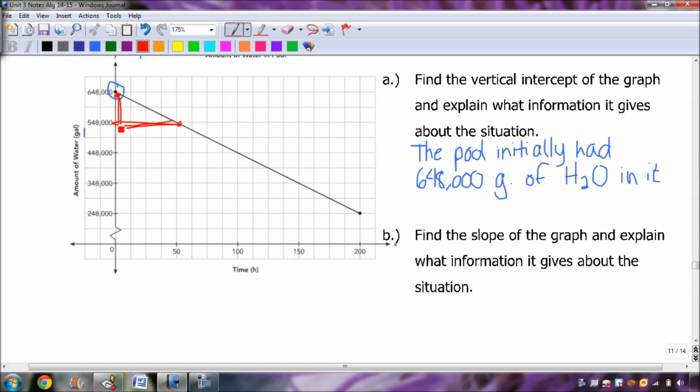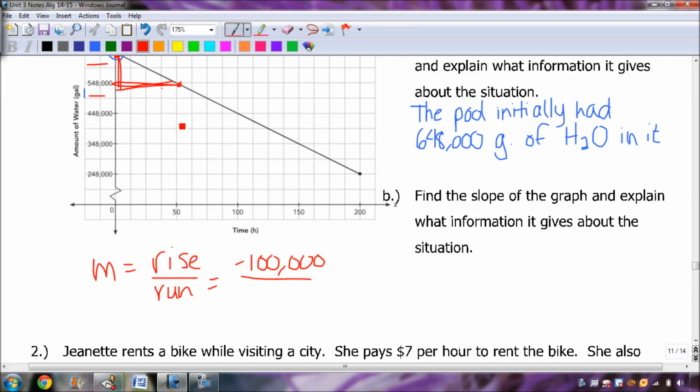Well, the rise, a lot of people will look at this and will say it's -2, but please be really careful to look at your units. It's not -2, it went from 648,000 to 548,000. So the slope, or the rise, went down by 100,000. So we'll say it's a -100,000, okay? And then the run, a lot of people, be careful, will say it's 1, 2, 3, 4. But it's really not 4. It went from 0 to 50, so it's -100,000 gallons in 50 hours.